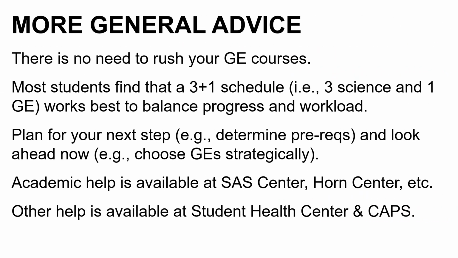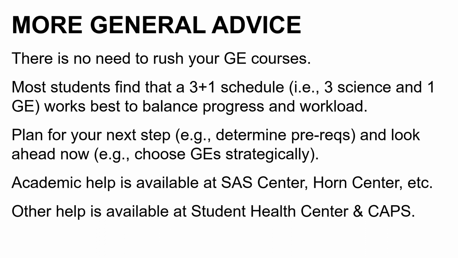Here are a few final pieces of advice. First, contrary to what many people say, there's generally no need to rush your GE courses. Finishing GE courses is usually not a problem. In fact, most students find the 3+1 schedule, that is, 3 science classes and 1 GE, works best to balance academic progress and the workload during the semester. Obviously, this is easier to do if you still have unmet GE requirements. There's no need to rush through them all at the beginning.